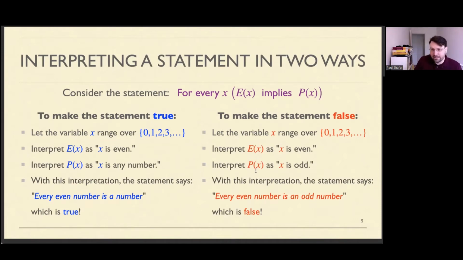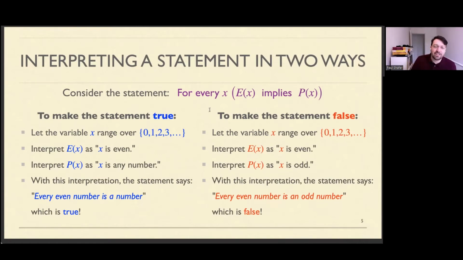Now P of x is going to mean x is an odd number. So if I change the meaning of the symbol that way, then all of a sudden this statement says something very silly, right? It now says every even number is an odd number, right? Because we changed the meaning of P to mean that x is an odd number. And that's of course false, right? That's sort of as false as possible, right? No even number is an odd number.